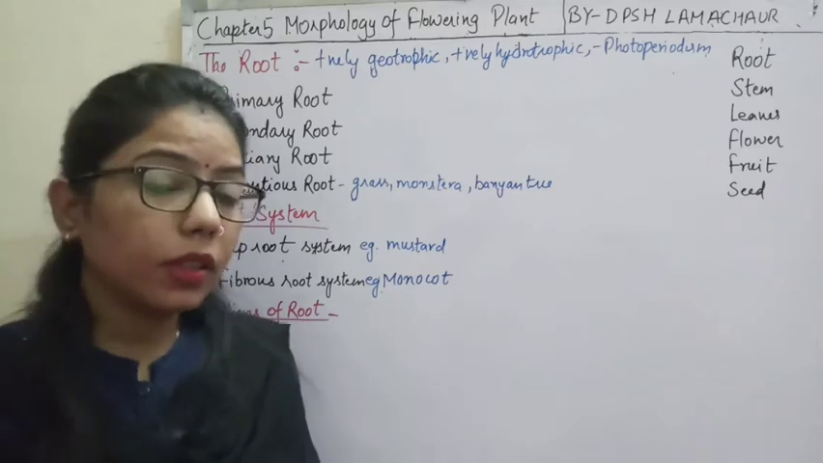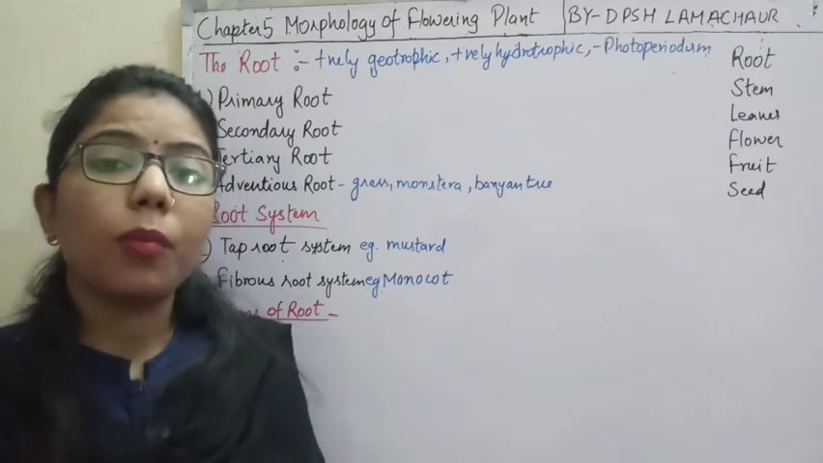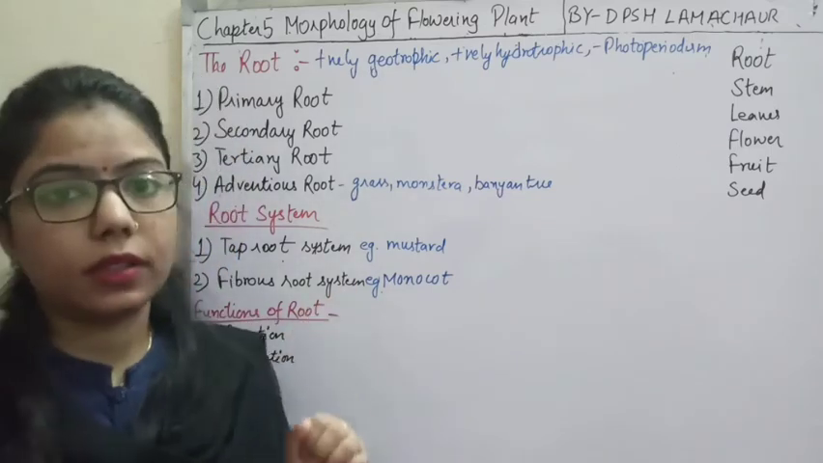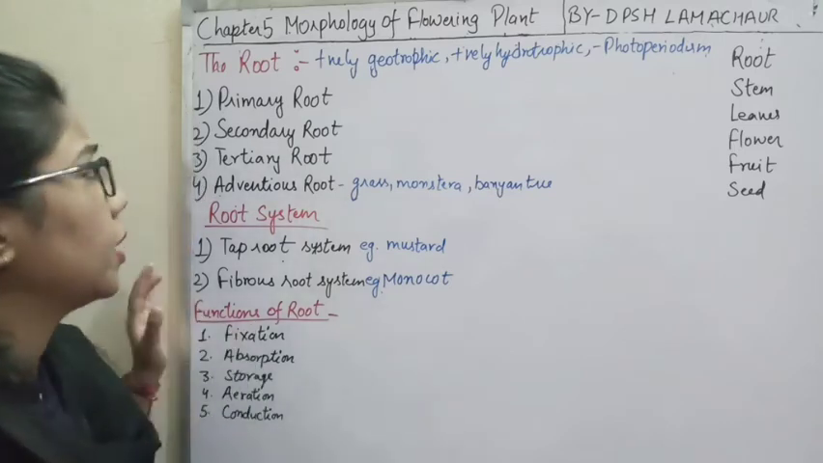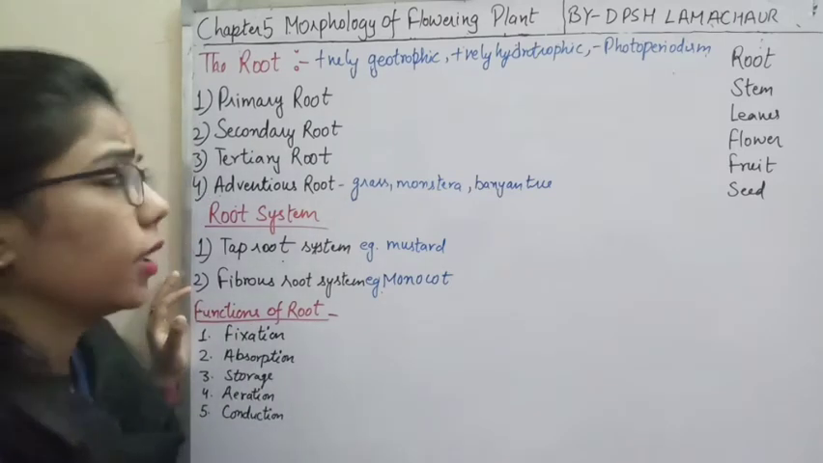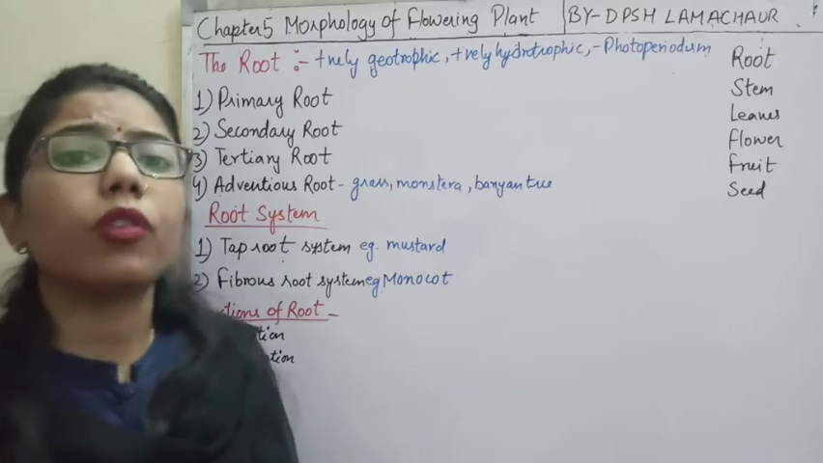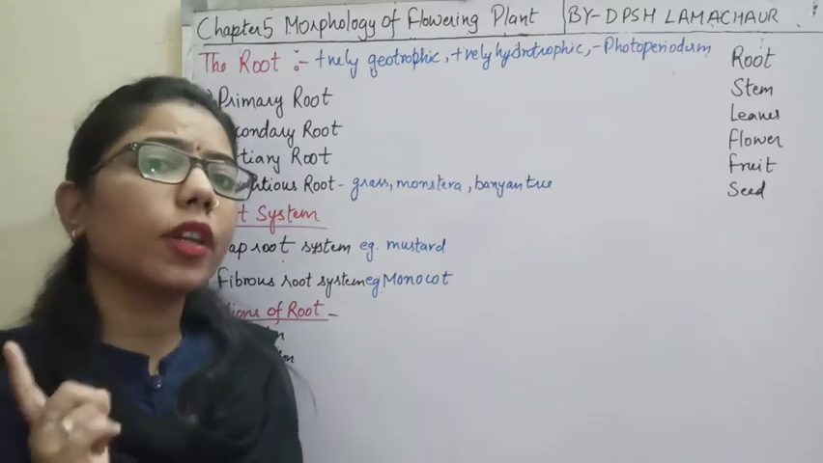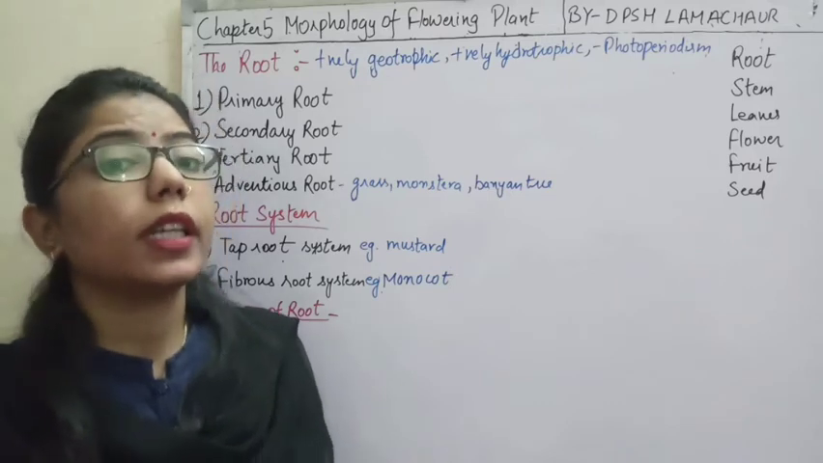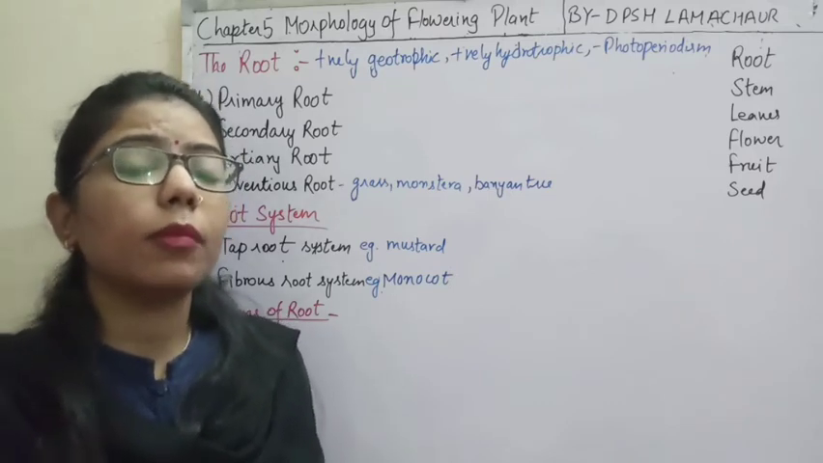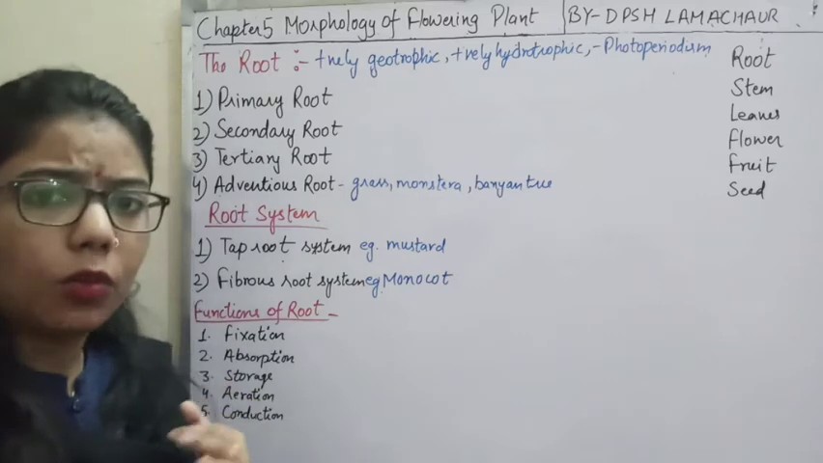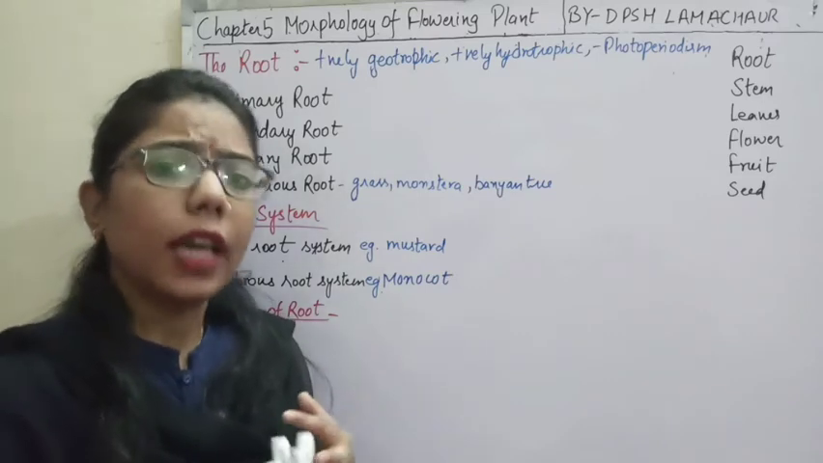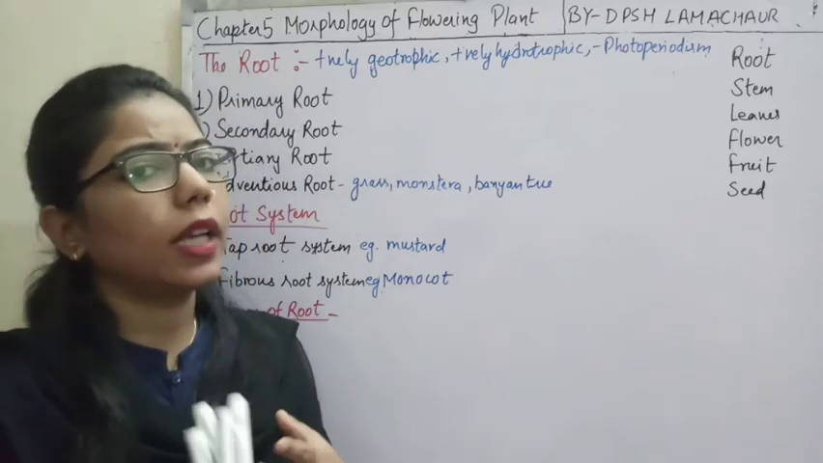Today I am going to start another chapter, chapter number 5, Morphology of Flowering Plants. The name itself indicates morphology of what? Of the flowering plants. If you recall the previous chapter on the plant kingdom, we covered Thallophyta, Bryophyta, Pteridophyta, Gymnosperms and Angiosperms.